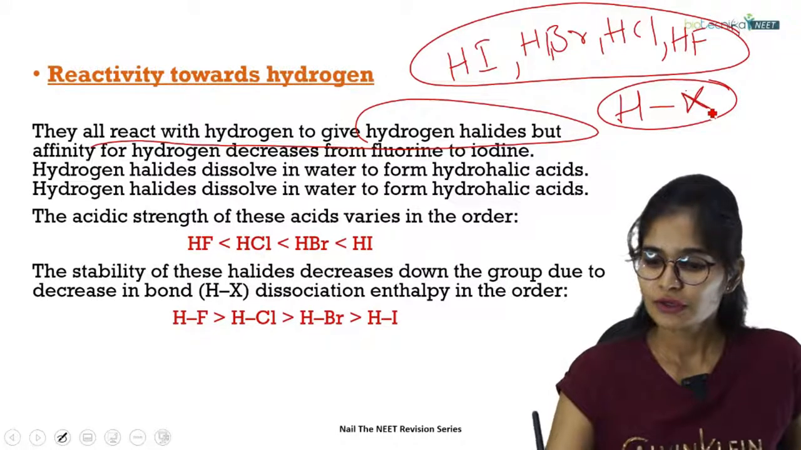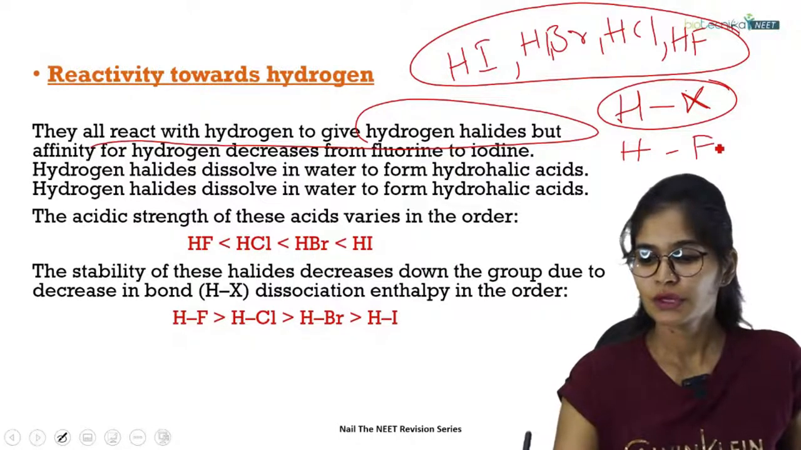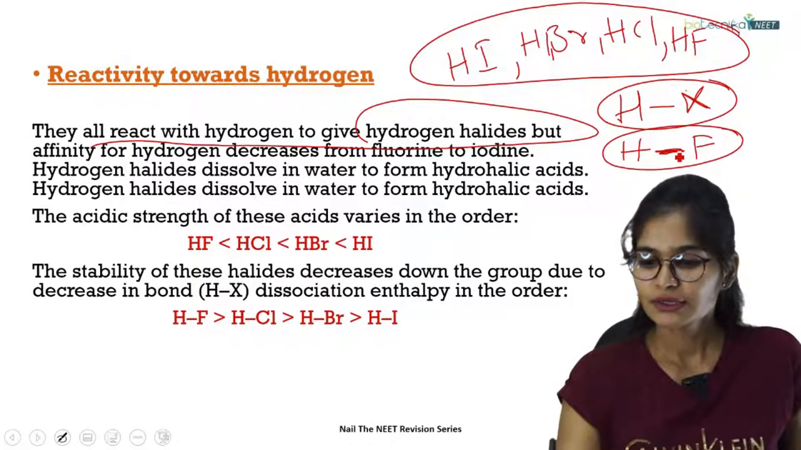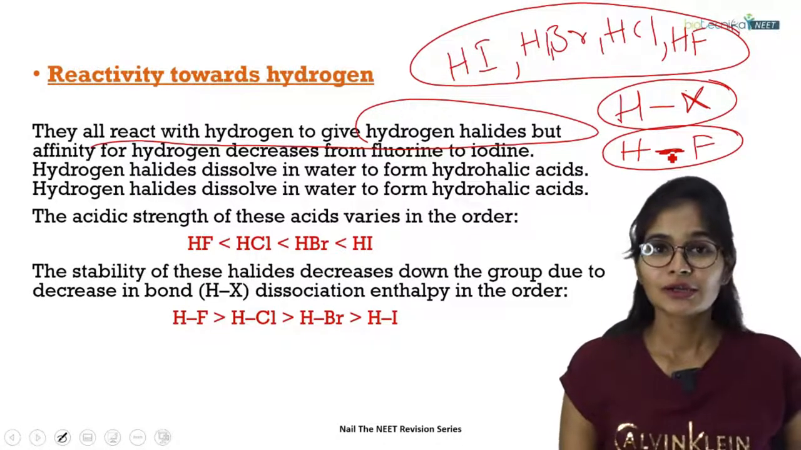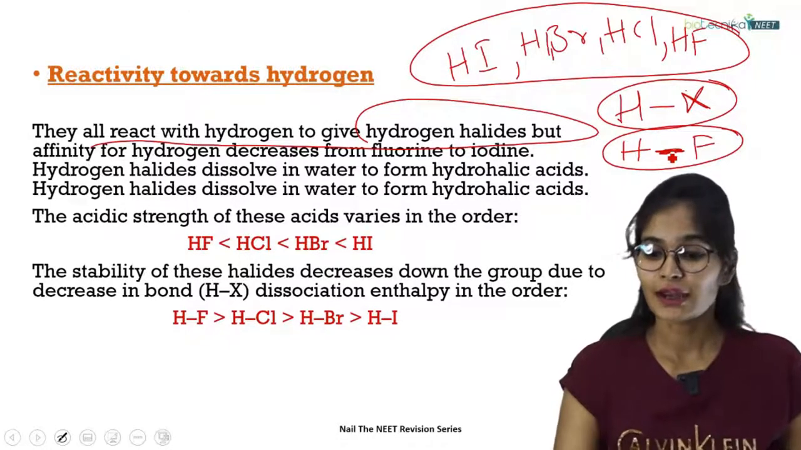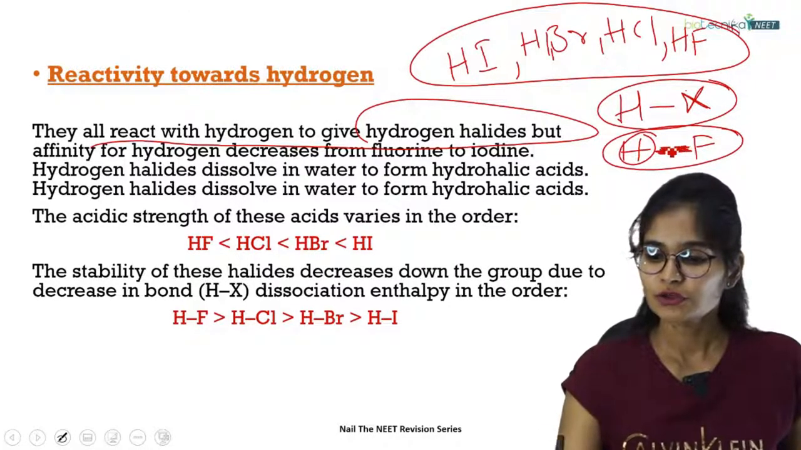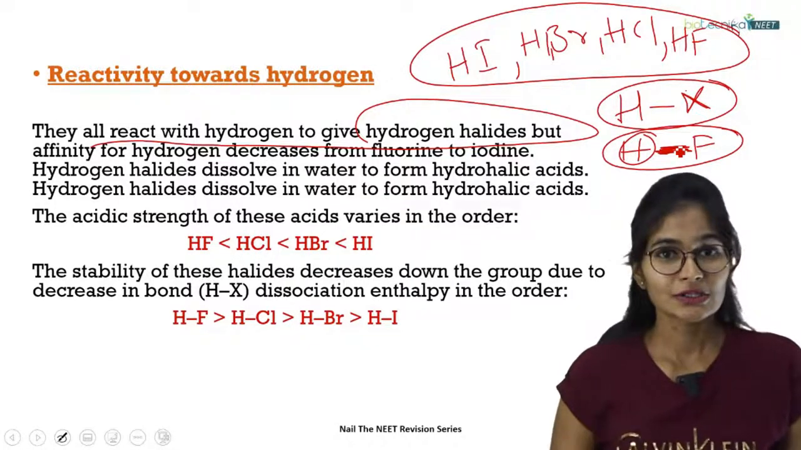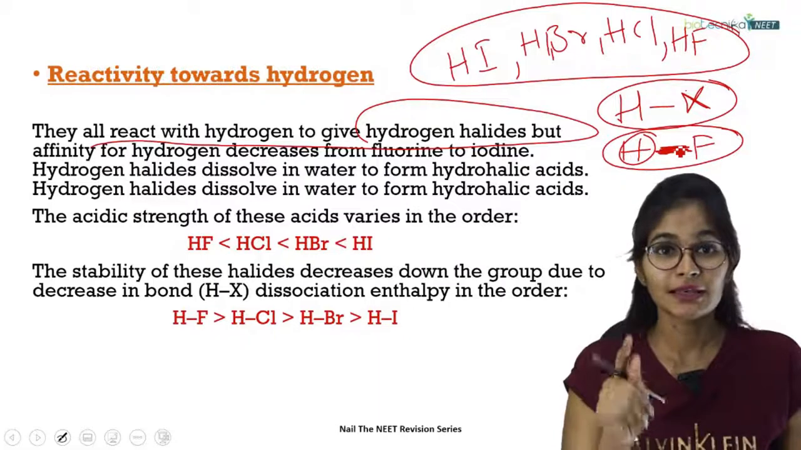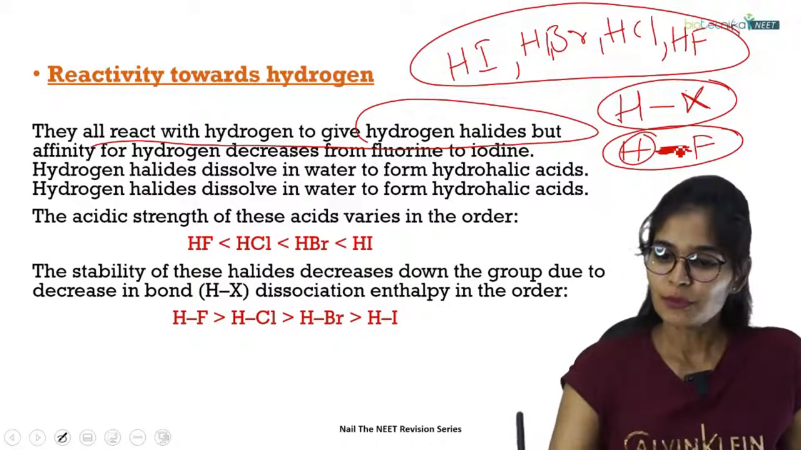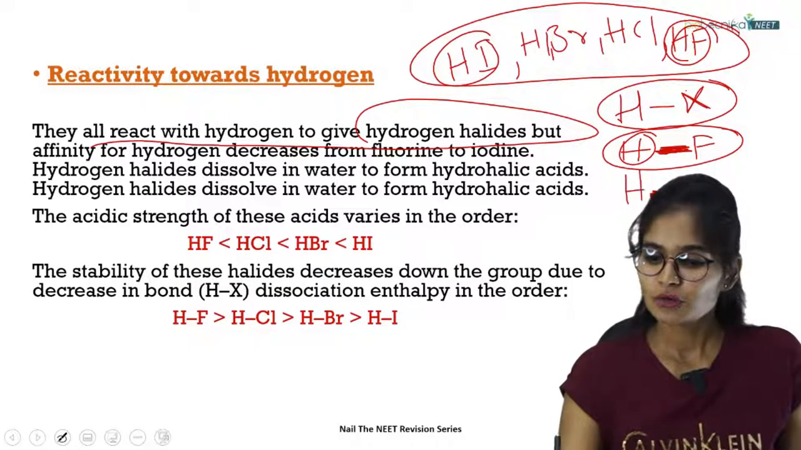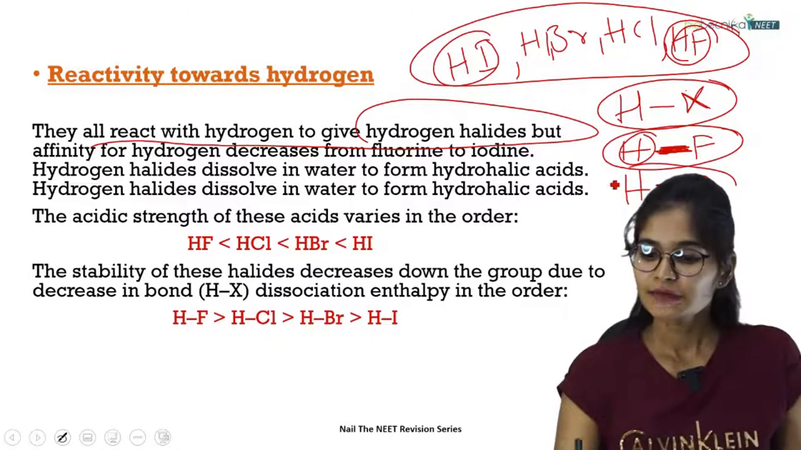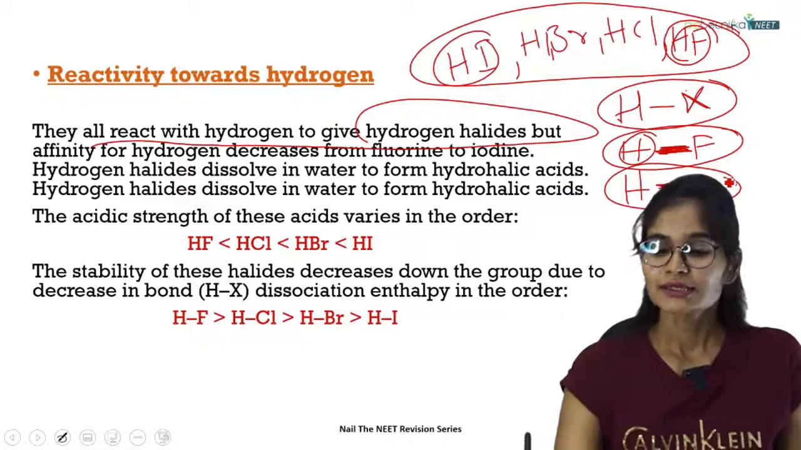So when you consider the H-F bond, this bond breaking is very difficult. Why? Because fluorine is the most electronegative element and it will not readily leave the hydrogen. That's why it is very difficult to break this bond. Acid, in the sense, has to release the proton readily, then we can say it is a good acid. So when you compare the acidic property of HF and HI, H-I bond breaking will be easy compared to HF. Then overall, HI will be a good acid compared to HF, but HF will be a weak acid.